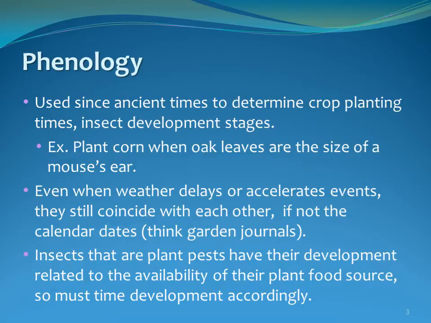So the idea of using phenology is that even when weather delays or accelerates events, they're still going to coincide with each other, if not the calendar dates. And the reason for this is partly evolutionary in that insects, for example, are pests that have their development related to the availability of their plant food source. So if they hatch out too early for their food source to be available, they don't live very long. And the insects that do hatch out at the appropriate time and do have the appropriate food source are going to be the insects that survive to breed for the next generation. So those that follow the correct developmental patterns are going to be successful.